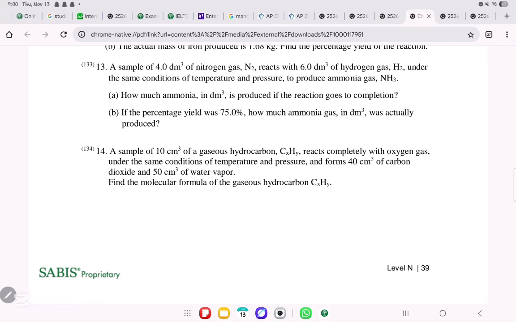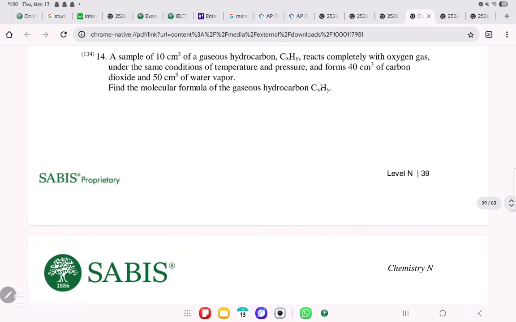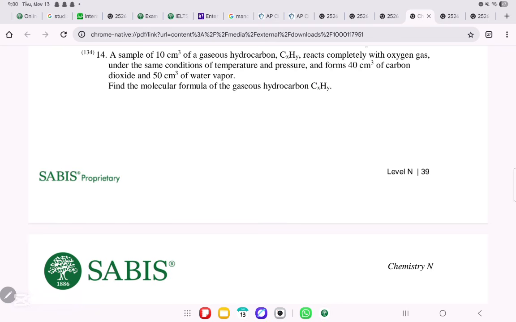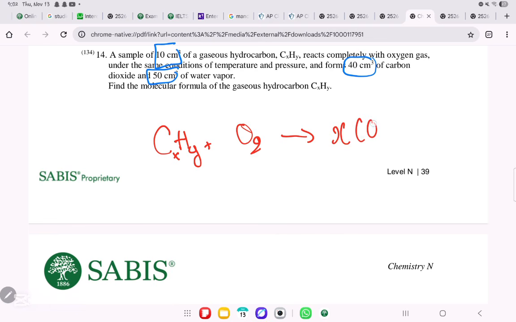We'll move on to question number 14. A sample of 10 centimeter cubed of a gaseous hydrocarbon CxHy reacts completely with oxygen gas under the same conditions of temperature and pressure and forms 40 centimeter cubed of carbon dioxide and 50 centimeter cubed of water vapor. Find the molecular formula of the gaseous hydrocarbon CxHy. So basically, they're telling us to write whatever is happening. CxHy, in addition to oxygen, we don't know how much oxygen, is going to give us X CO2 plus H2O, right? Actually, without the X, we don't need the X.